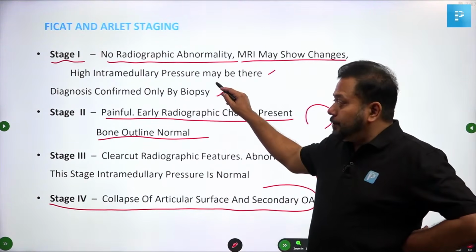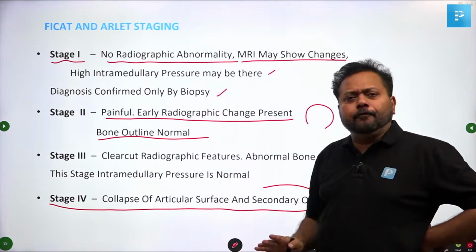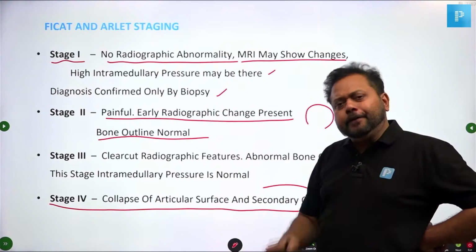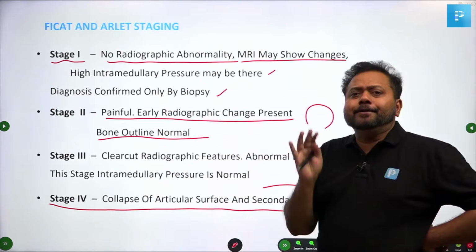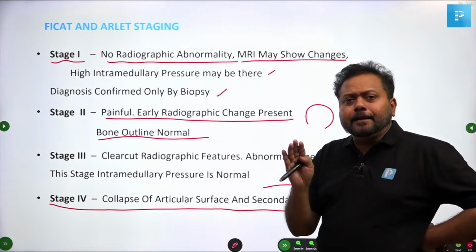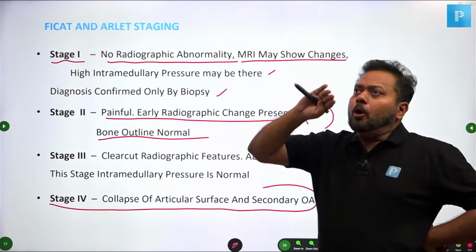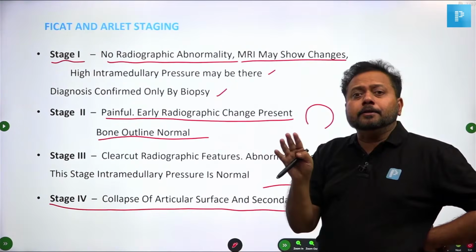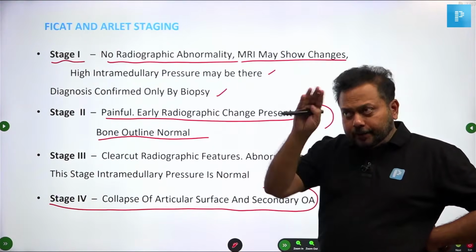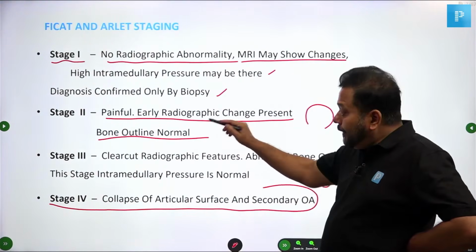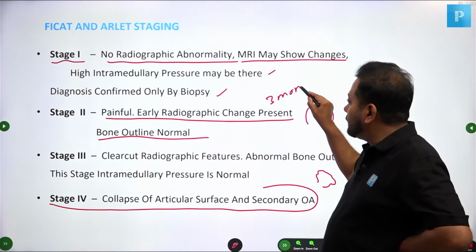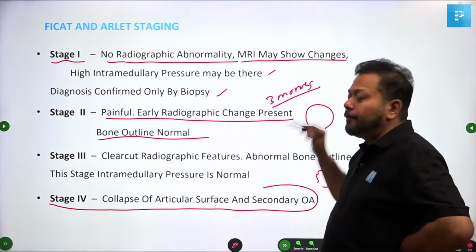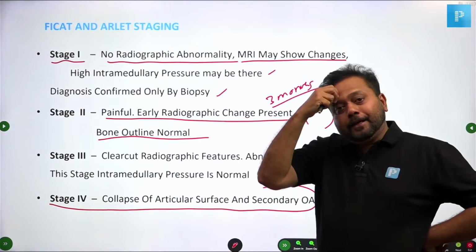So this is stage 1. Stage 2: very painful, clear-cut clinical features are there. Early radiographic changes like increased bone density or sometimes a crescent sign may be seen, but the outline is normal, the globular shape is normal. But even to show this, it is taking 3 months. So X-ray is a good investigation, but a late investigation.